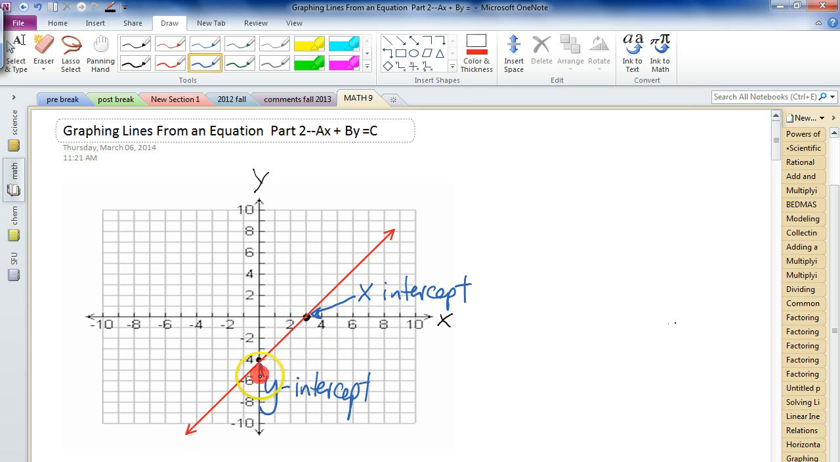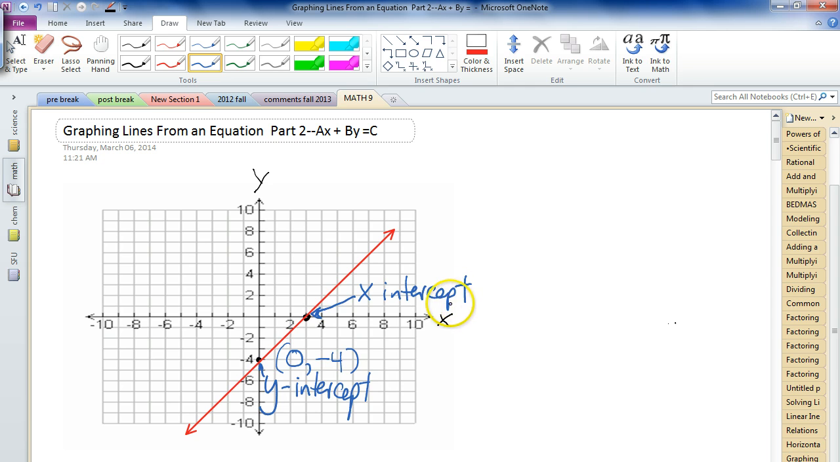Well, the y-intercept, again, slices through the y-axis. And so for a different line, it could be there, there, there. But what all y-intercepts have in common is that they all have an x value of 0. This point here, what are the coordinates of this point? Well, in this case, it's 0 on the x-axis, and -4 on the y-axis.